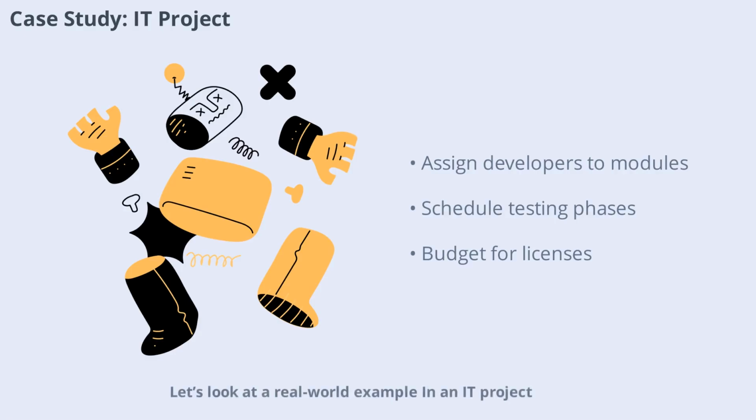Let's look at a real-world example. In an IT project, resource allocation might involve assigning developers to specific modules, scheduling testing phases, and budgeting for software licenses. By mapping out tasks and resources in advance, the project manager can anticipate bottlenecks and ensure smooth progress.